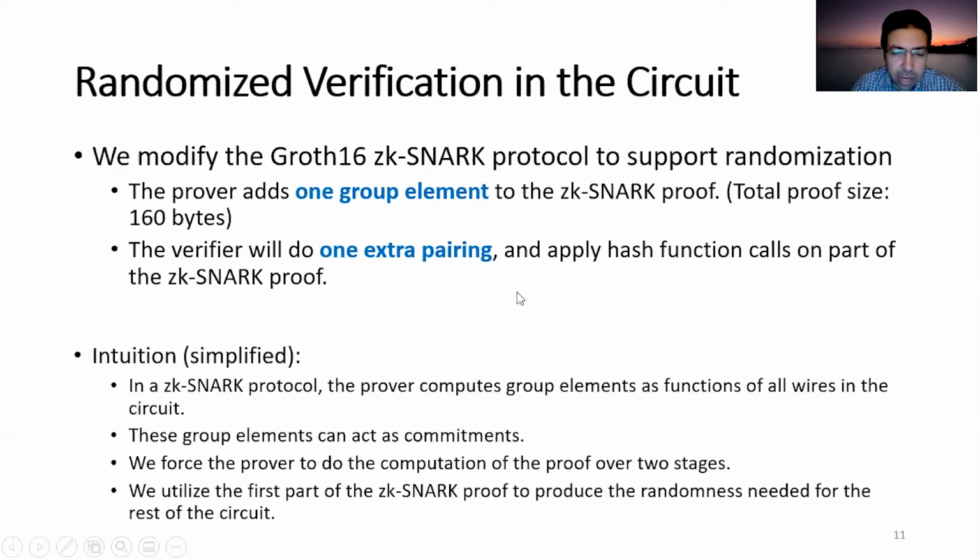And I'm going to give a very simplified intuition here. In the zk-SNARK protocol, typically the prover computes group elements as functions of all wires in the circuit. These group elements can act as commitments. So we force the prover to do the computation of the proof over 2 stages. So in the first stage, a commitment is computed over the wires that don't need the randomness. And then this first part of the zk-SNARK proof is used to produce the randomness needed for the rest of the circuit. Of course, this has to be done carefully, and you can find the formal details in the paper.